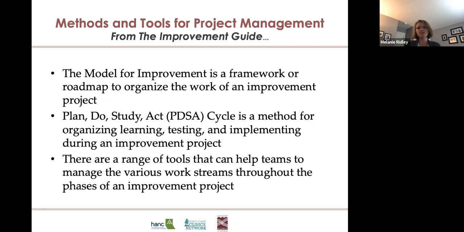So, project management. Hopefully we're all in our journey of understanding the model for improvement that we talked about during the ABCs of QI training and how this framework can serve as a roadmap in organizing our improvement work. And Partnership Health Plan offers the ABCs of QI training throughout Northern California region to help spread the core knowledge and skills for working within the model for improvement.